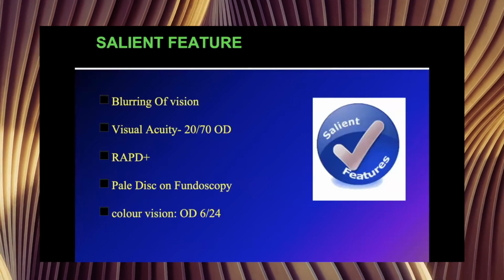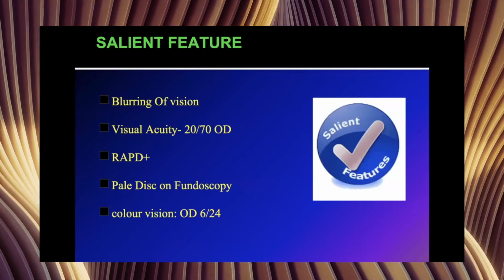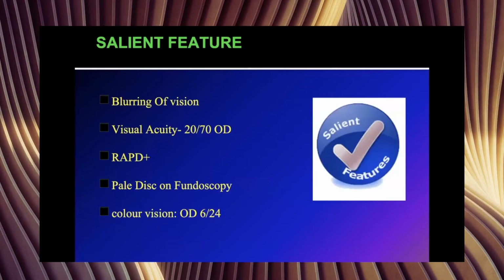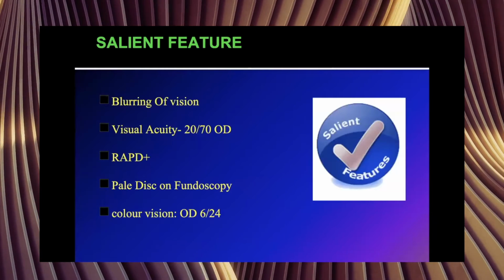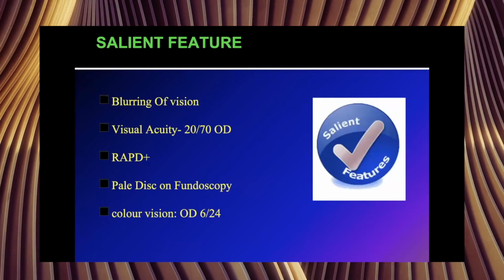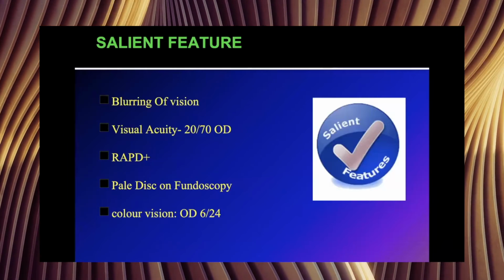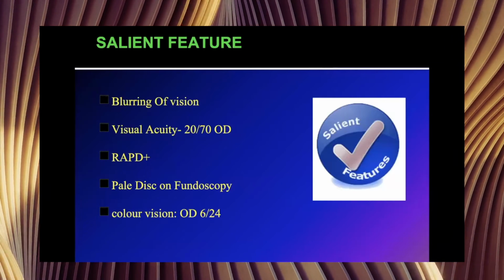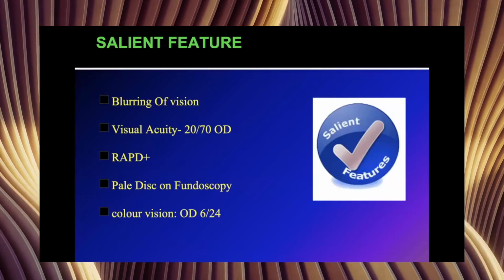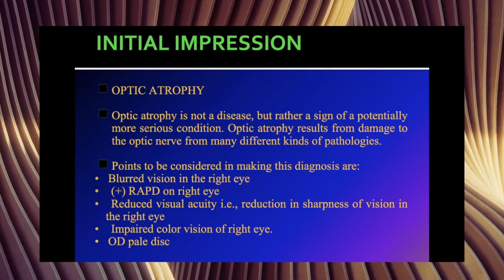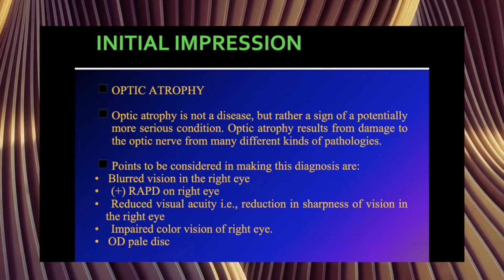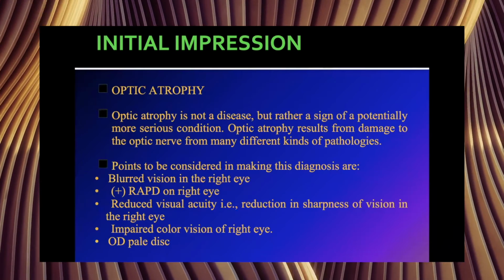Salient features include blurring of vision, visual acuity 20/70 of the right eye. There is relative afferent pupillary defect in the right eye, pale disc on fundoscopy, and color vision was found to be 6/24 in right eye. So according to all the details provided, our initial impression is optic atrophy.